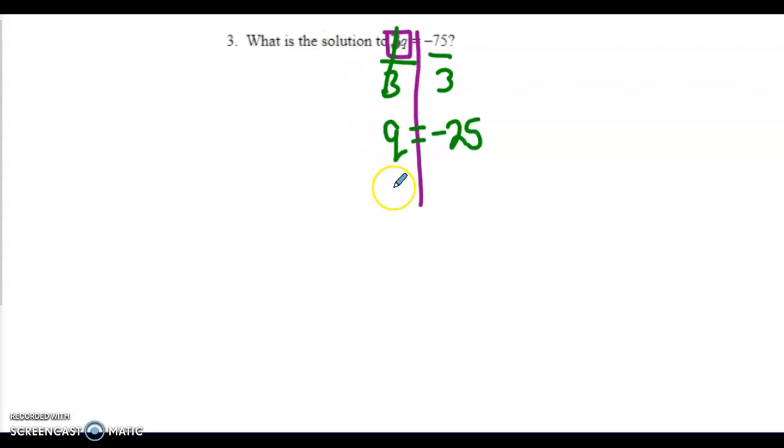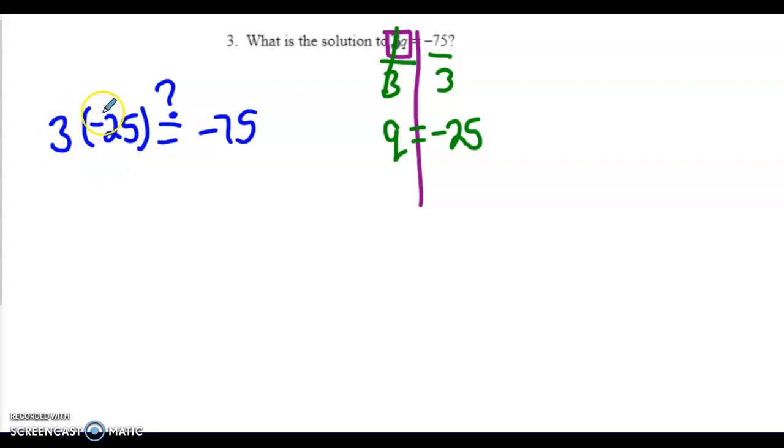Now again, because this is a quiz, I'm going to check myself by substituting it into the original problem. And wherever I see the letter, I'm going to use parentheses and plug in what I think it should equal. And I'm trying to see if that equals -75. So I'm going to do 3 times -25 in my calculator, and it does equal -75. So that's how I know that I got it correct.